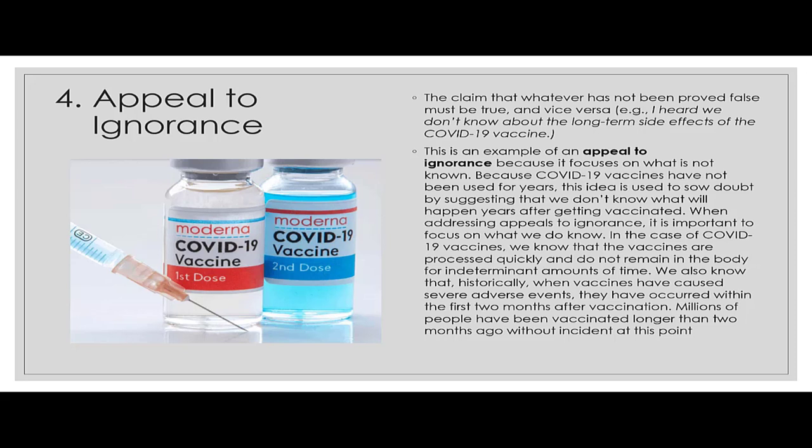So when addressing appeals to ignorance, it's important to focus on what we do know. In the case of our COVID-19 vaccines, we know that the vaccines are processed quickly. They do not remain in the body for an indeterminate amount of time. We also know that historically, when vaccines have caused severe adverse events, they have typically occurred within the first 2 months after vaccination. So millions of people have been vaccinated longer than 2 months ago without any incident to this point. So focusing on what is known instead of appealing to ignorance can change the way we think.